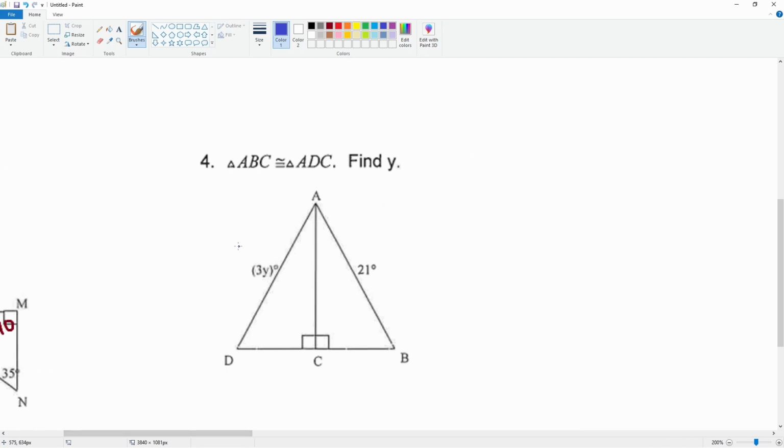Next, let's see, DA. Do we have DA? Yep. DA is these two. It will match up with AB. So we know that AB is congruent to AD. So AB is equal to AD. 3y is equal to 21. Y is equal to 7.